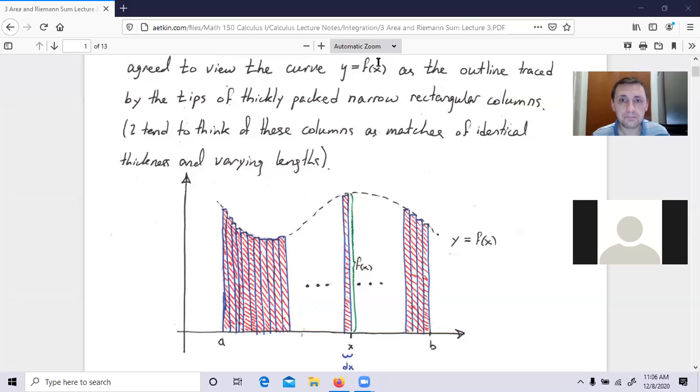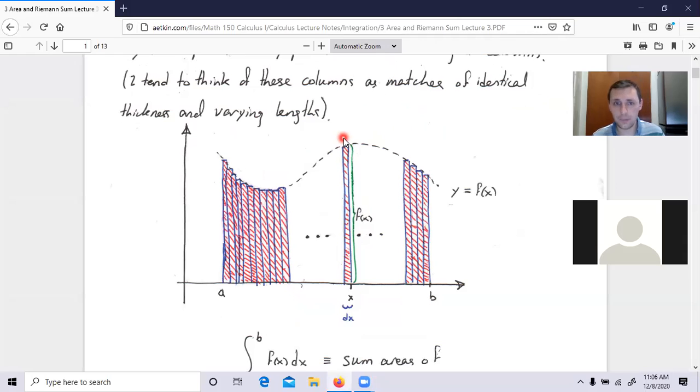All right, guys. So the very last thing we have done, we spoke about the area under the curve problem.